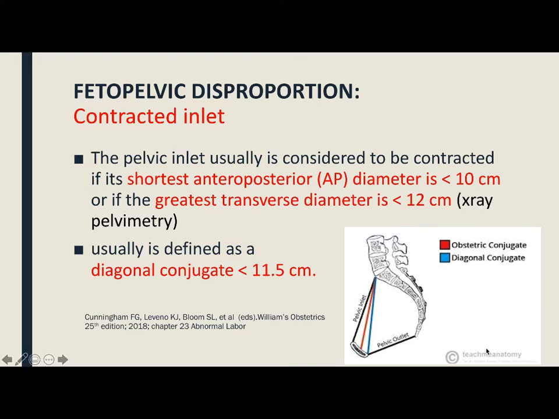The anterior-posterior diameter of the inlet is actually the obstetric conjugate, shown in this picture here in red. This is commonly approximated by manually measuring the diagonal conjugate, which is shown here in blue. The diagonal conjugate is about 1.5 centimeters longer than the obstetric conjugate, and therefore we estimate the obstetric conjugate by subtracting 1.5 centimeters from the diagonal conjugate. So, clinically, we define a contracted inlet as a diagonal conjugate of less than 11.5 centimeters.